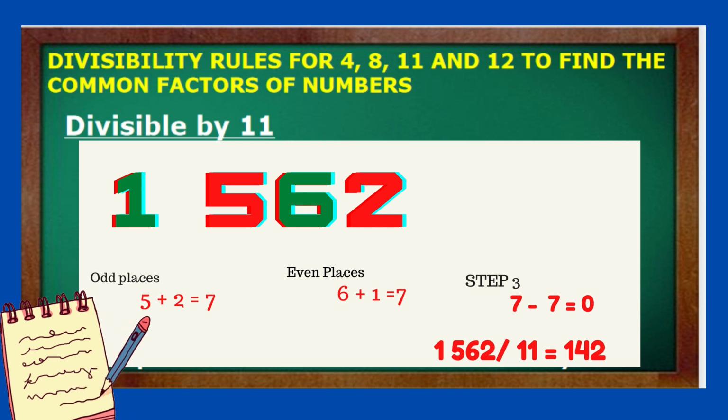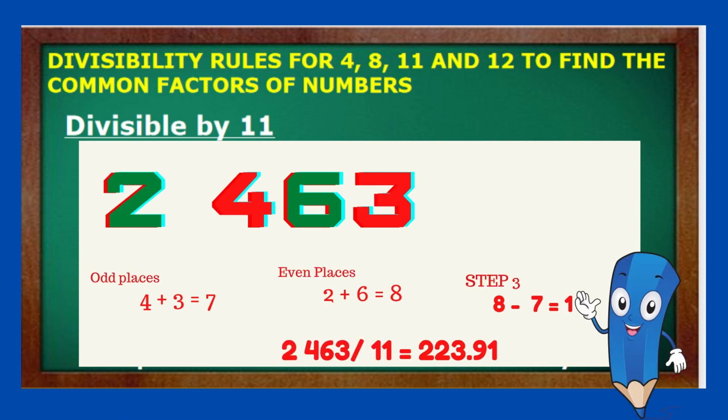1,562. Ang ating odd places ay 5 at 2. 5 plus 2 is equal to 7. Ang ating even places naman, 1 at 6. 1 plus 6 is equal to 7. Kapag sinasubtract natin ang odd places and even places, so 7 minus 7 is equal to 0. Therefore, 1,562 is divisible by 11, and the result is 142. Therefore, 1,562 is divisible by 11.